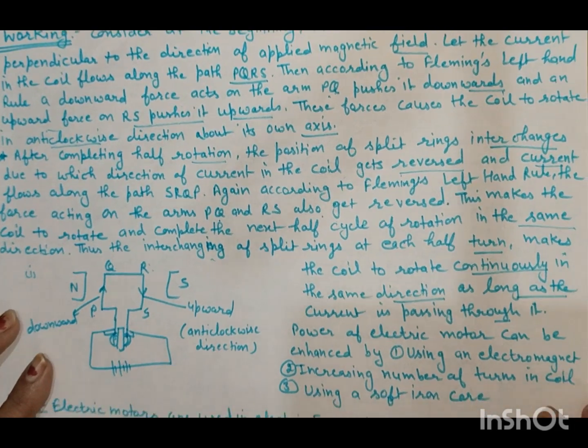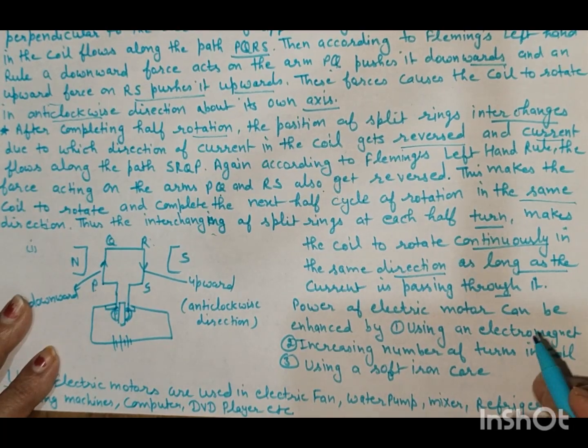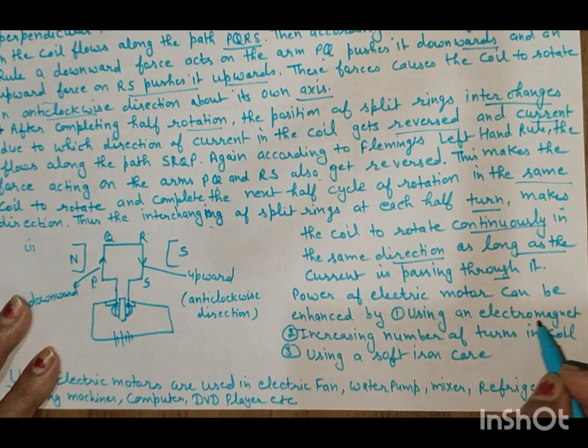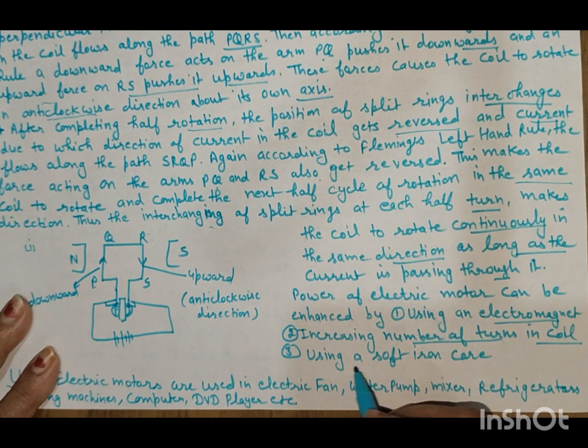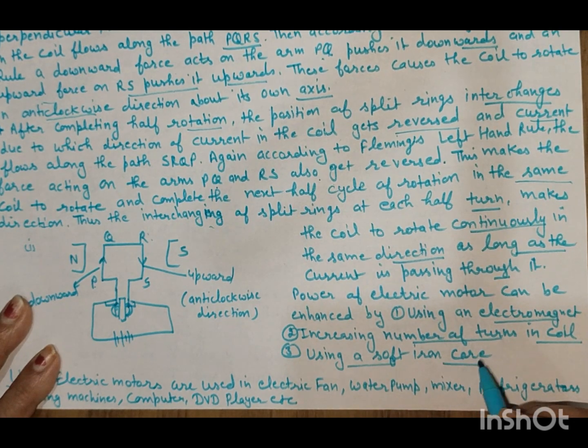The power of an electric motor can be enhanced by using an electromagnet, increasing the number of turns in the coil, and using a soft iron core.